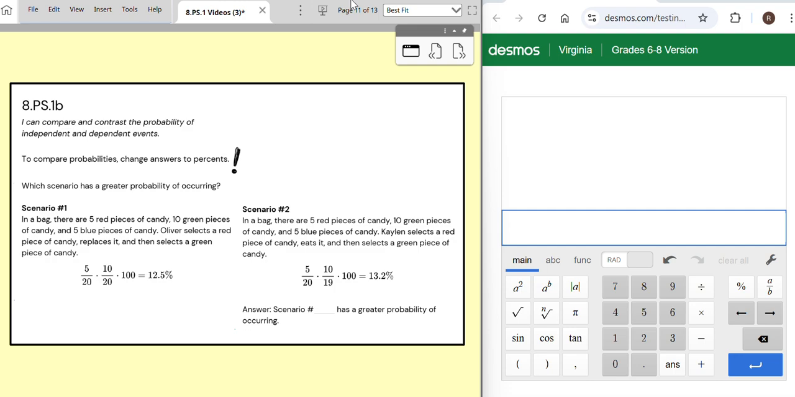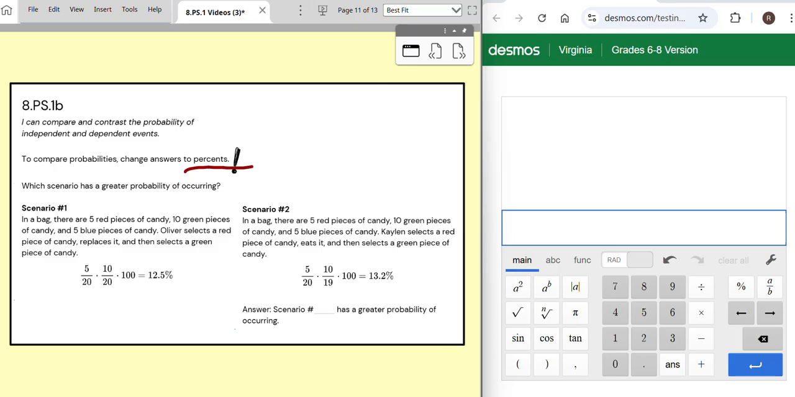I can compare and contrast the probability of independent and dependent events. Now, to compare probabilities, you always need to work with percents. It is much easier to do that. So, which scenario has a greater probability of occurring?